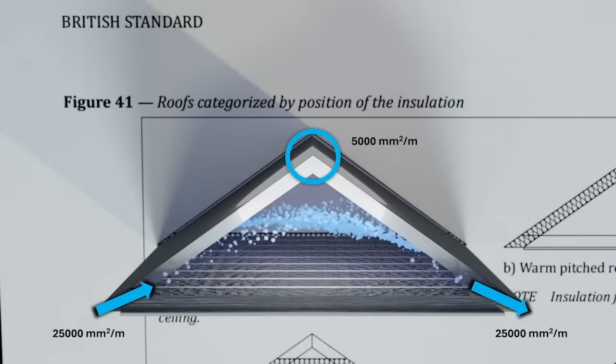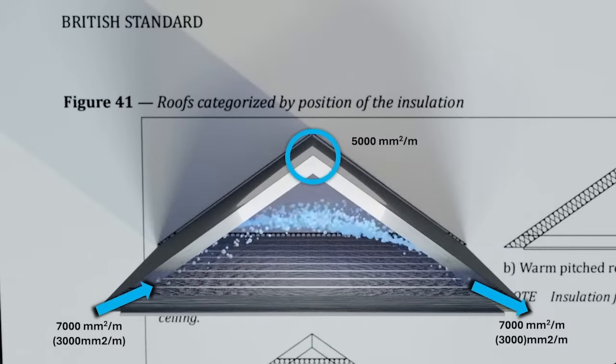With a permeable LR type underlay, the eaves ventilation can be reduced to 7,000 millimetres squared per metre, or 3,000 millimetres squared per metre if the ceiling is well sealed, as defined in BS 5250.